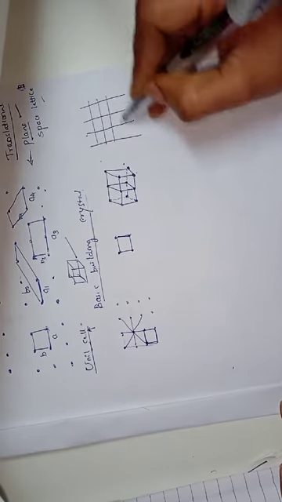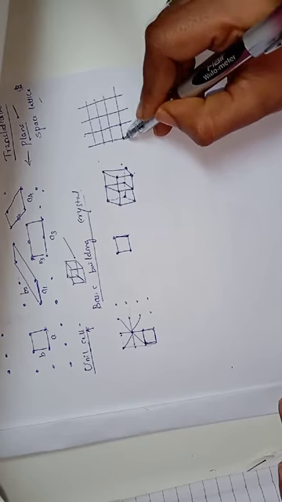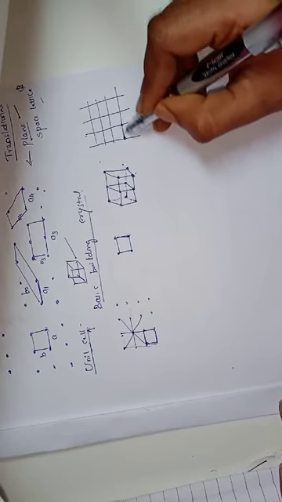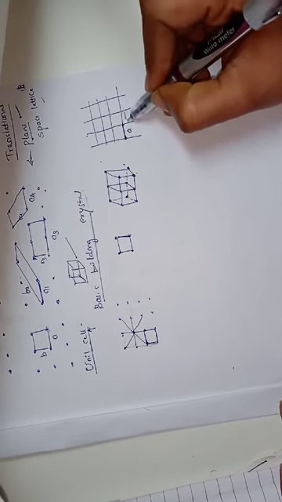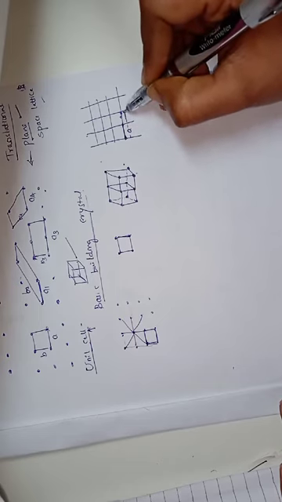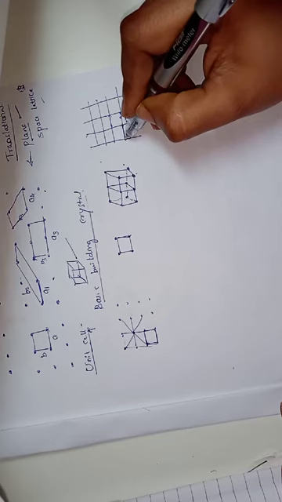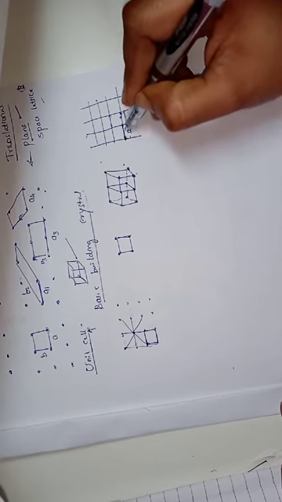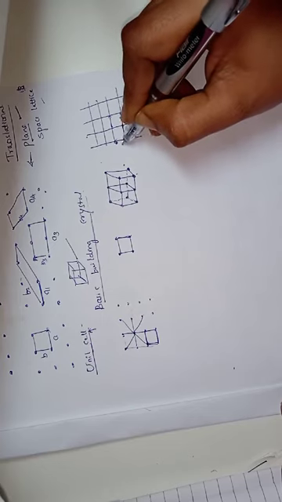The n number of planes are there. The distance may vary from one lattice point to another. Here this is A. The distance of this lattice point to this lattice point is the same, A. From this point to another lattice point, this is B.